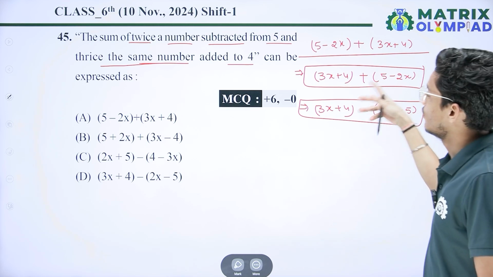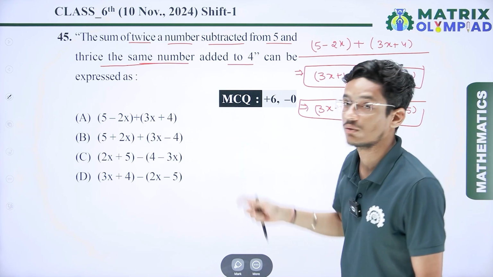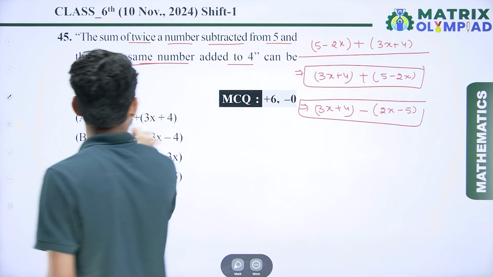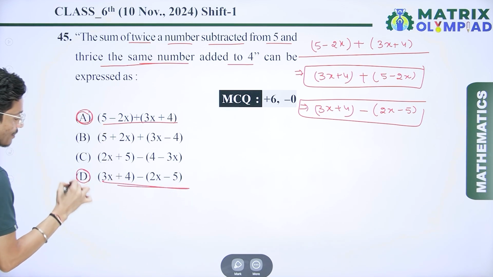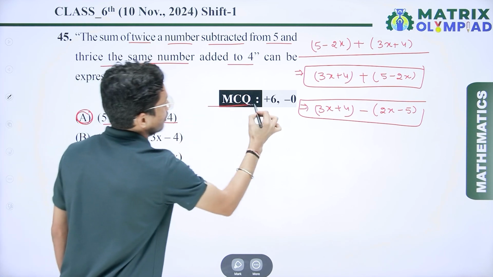So why do we do this? Here we have been given multiple correct answers, so we have to check all the conditions, right? So here option number A is correct, and option number D is also correct. Option A and D both are correct, because this is a multiple correct question.